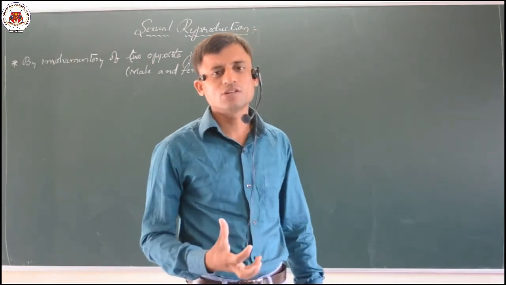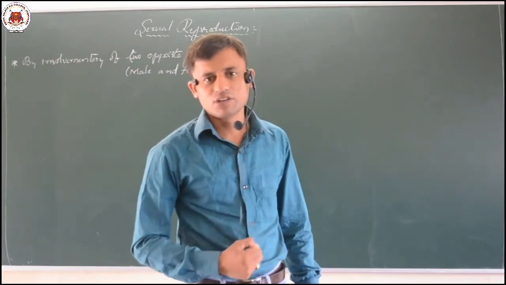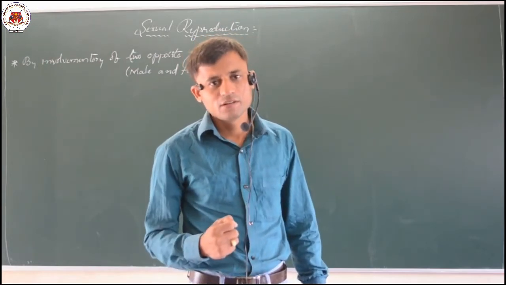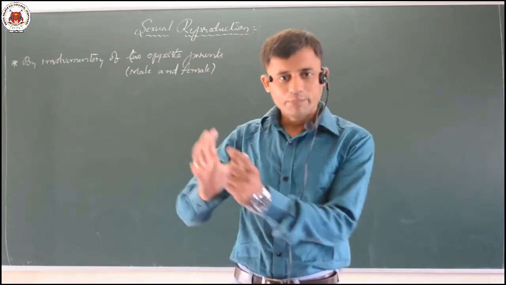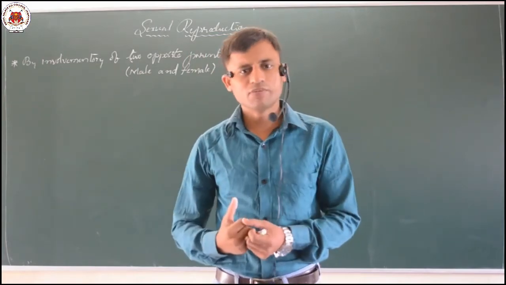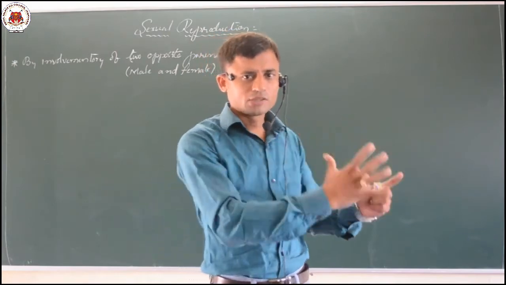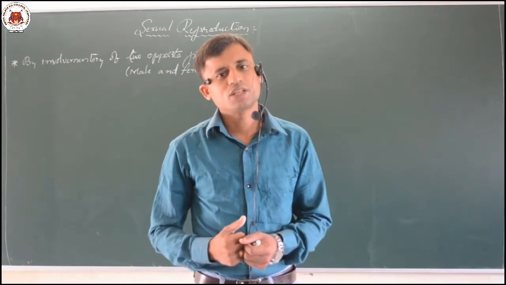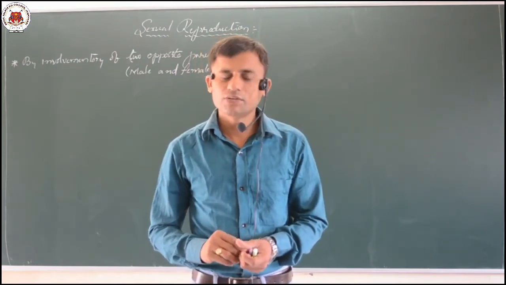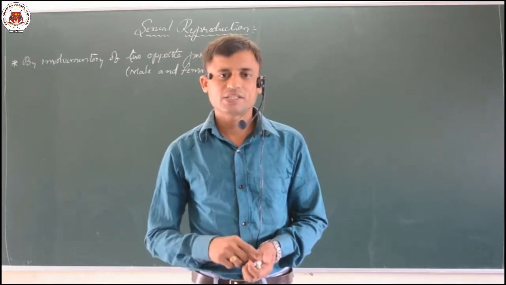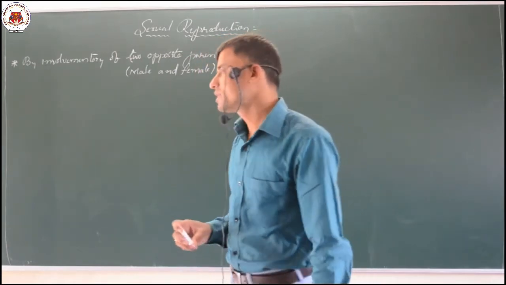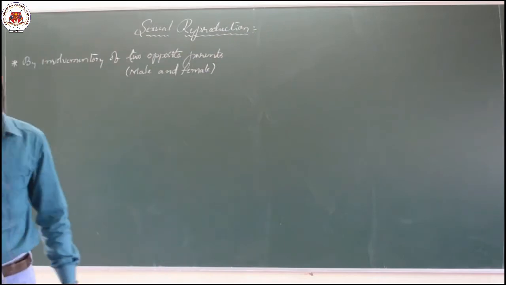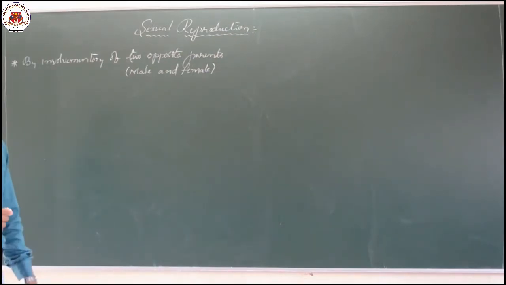Even if they do produce gametes, reproduction will not occur. That's why, even if both organisms are males, sexual reproduction is not possible. If both are females, it will also not help sexual reproduction. During sexual reproduction, two opposite parents are required, one a male parent and the other a female parent. It is the primary character of sexual reproduction.